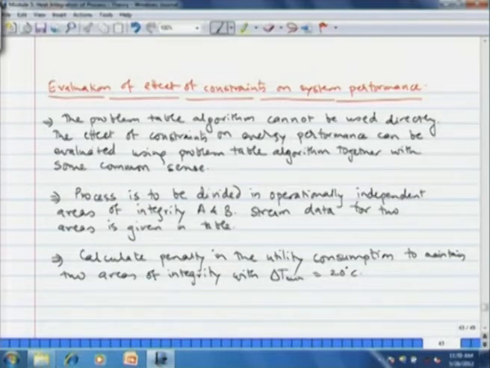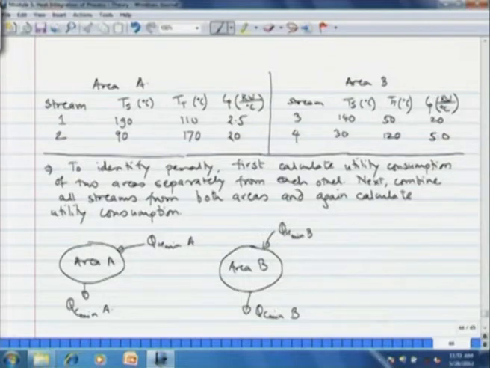The effect of constraints on energy performance can be evaluated using the problem table algorithm together with some common sense. The process is to be divided into operationally independent areas of integrity A and B. The stream data for the areas is to be listed. Now we shall see an example. Then we have to calculate the penalty in utility consumption to maintain the two areas of integrity with a certain delta T min. Now let us assume a value of 20 degrees. I have given here an example.